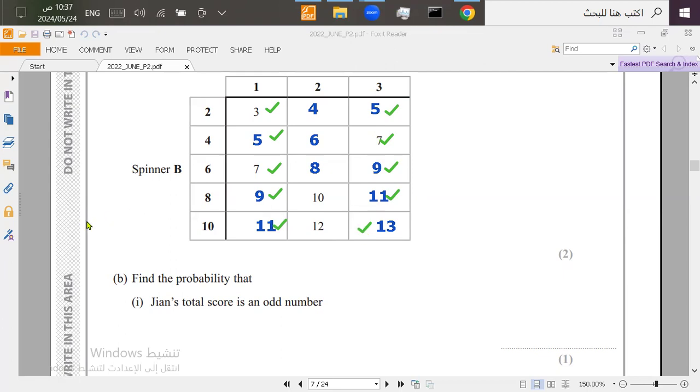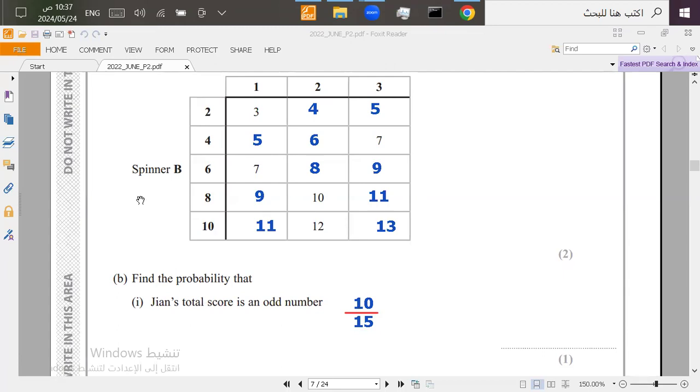So the probability of landing on an odd number will be 10 over the total number, which is 15. So 10 over 15. Good. So let's write it here. Odd numbers, it means it's 10 over 15. So focus on probability questions because they need a lot of focusing. You can't jump to answers until you finish all the table. So probability of odd numbers will be 10 over 15.